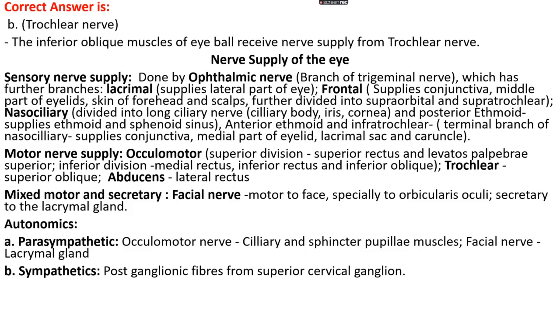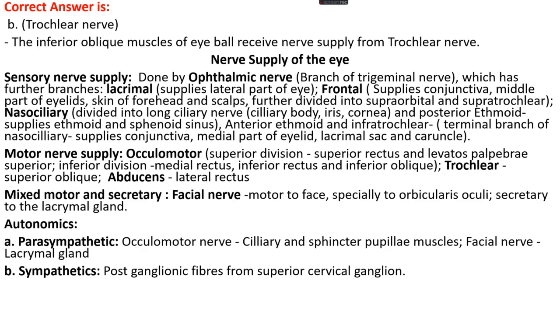Okay, motor nerve supply mainly includes the oculomotor nerve, which has a superior division, which supplies the superior rectus and levator palpebrae superioris, and an inferior division, which supplies the medial rectus, inferior rectus, and inferior oblique. And there's the trochlear, which supplies the superior oblique muscle. And there is the abducens, which supplies the lateral rectus muscle. Okay, if we see the mixed motor and secretory nature, that's the facial nerve, which is motor to the face, especially to the orbicularis oculi, and secretory to the lacrimal glands.